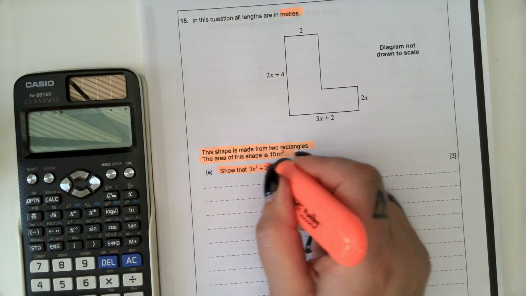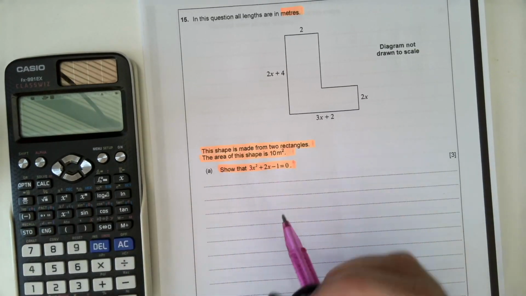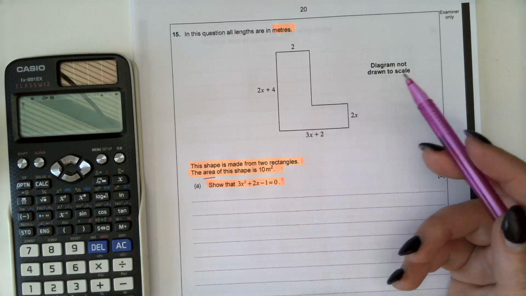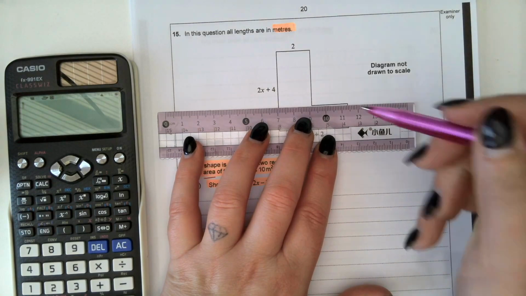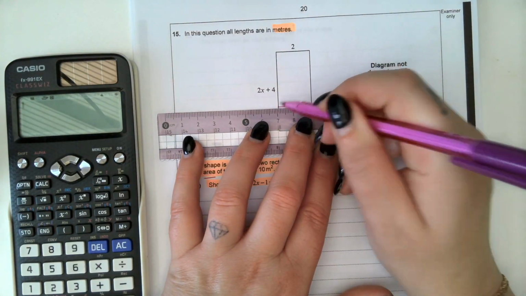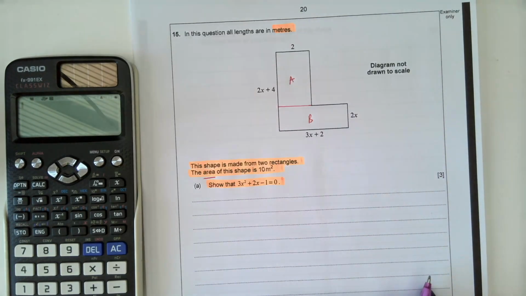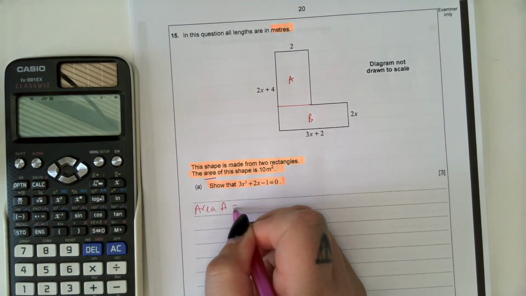Part A, show that 3x squared add 2x subtract 1 equals 0. So we're working with area here, guys. Okay, so what I'm going to do is try and find the area of this shape. I'm going to split the shape into 2. I'm going to call that A and I'm going to call that B. So I'm going to work out the area of A to start off with.